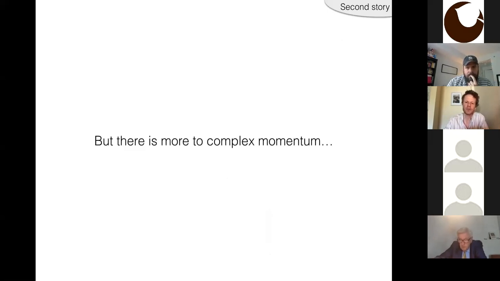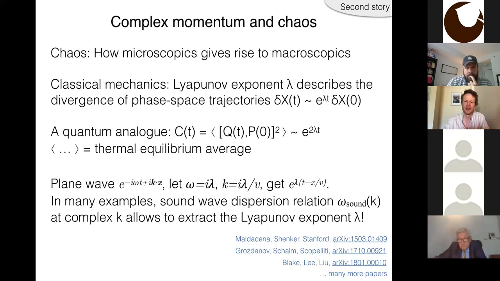There's actually more to complex momentum. So unfortunately, I will not have time to talk more about this, but there's a fascinating relationship between complex momentum and chaos. So chaos is, well, it means different things to different people. So the easiest way to think about chaos is perhaps how microscopics gives rise to macroscopics. And one way to describe chaos in classical mechanics is through the so-called Lyapunov exponents that describe the divergence of phase space trajectories as time goes on. So this lambda that sits in the exponential is something that tells you about the rate of divergence for your trajectories.